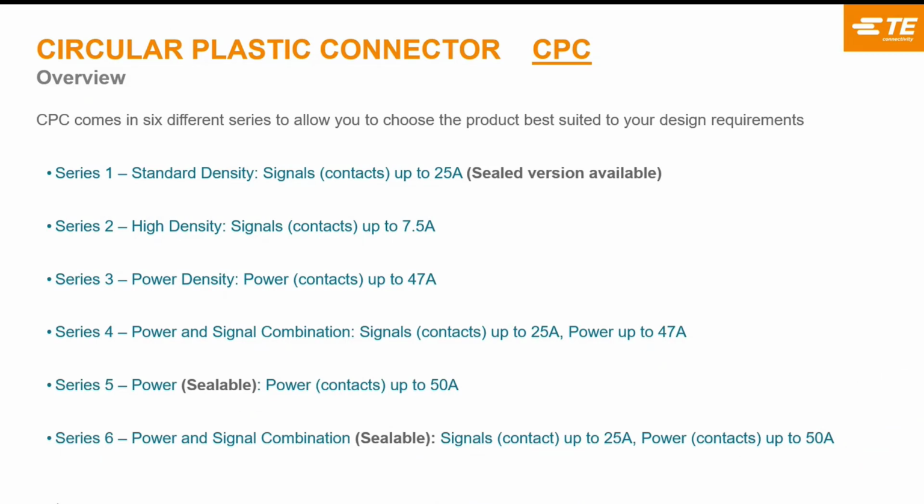So the circular plastic connector, as you recall in my very first slide, the circular plastic, which refers to really the circular rounded plastic and not the rest, is divided into 6 series, and each series represents a different type of offering. So for example, series 1 has the standard density, which is referred to for the signal applications, where sealed versions are also available. The series 2, 3, series 4, series 5, series 6, so the next slides are basically referring in more detail and depth to what exactly the different series include.